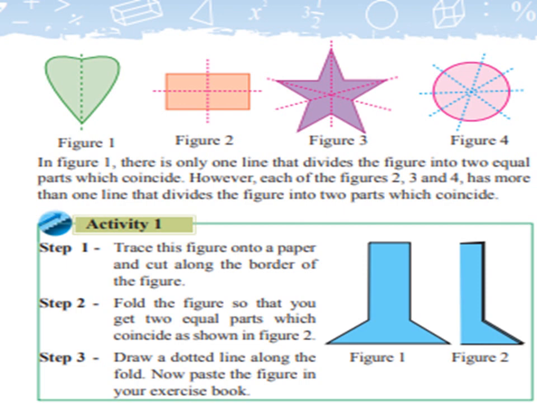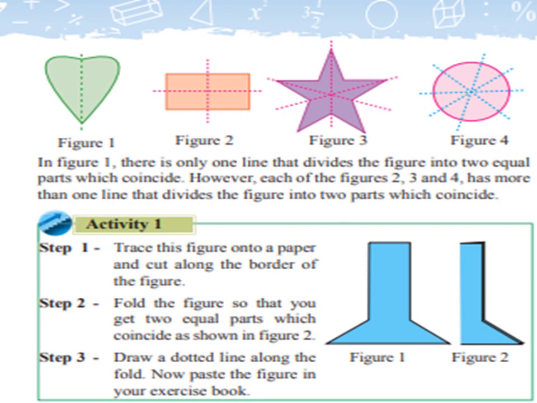Fold the figure so that you get two equal parts which coincide, as shown in figure 2. In figure 2 you can see there is only one part, but there are two parts which coincide, so that's why you can't see the other part. Step 3, draw a dotted line along the fold. Now paste the figure in your exercise book.